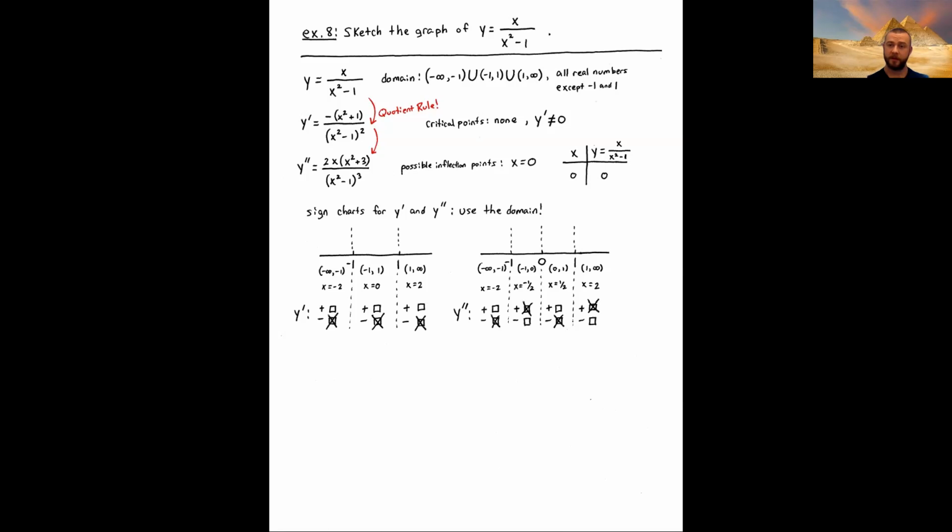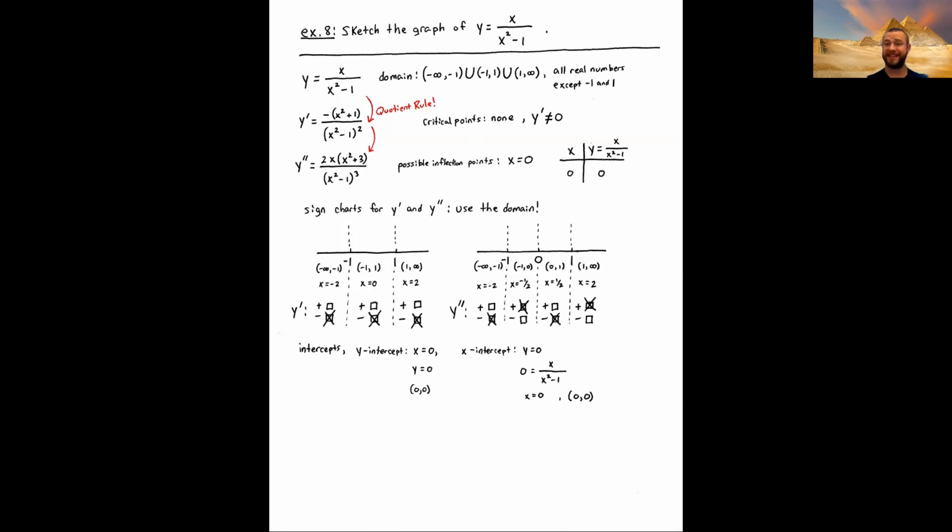All right, since we have no critical points, there shouldn't be a change in sign, which we see here for the first derivative. It's all the same sign, all negative. And since we have a possible inflection point, we do get some alternating signs in the second derivative. All right, again, just make sure you're able to correctly get all of these various signs.